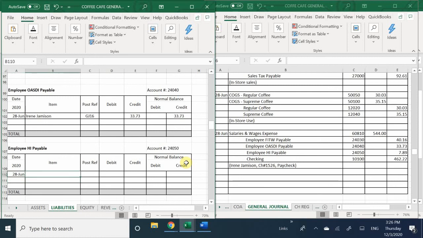And then, last but not least, the employee HI payable. 628. Miss Irene Jameson. General Journal 16. Under the credit column, we are going to have the $7.89. And then under the normal balance, credit again.